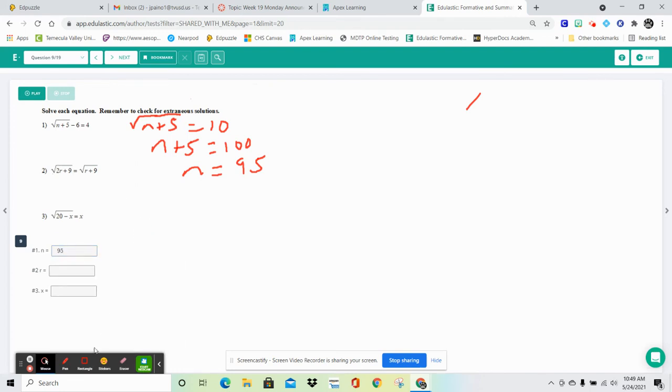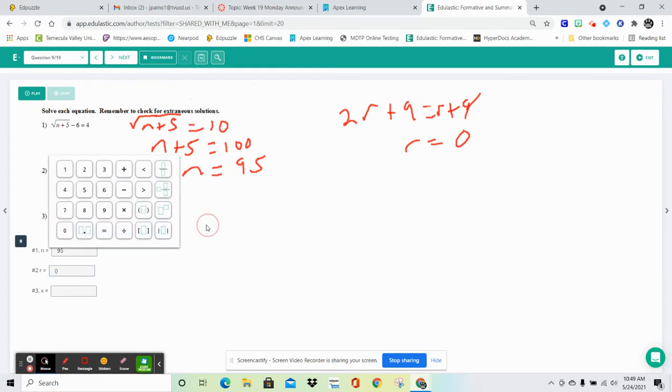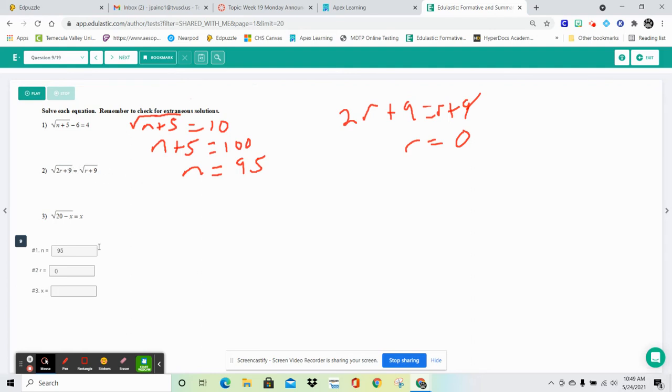All right, here for number 2, all you're going to do is square both sides. Okay, and so when you square both sides, the radicals go away. So you get 2r plus 9 equals r plus 9. And then subtract r from both sides, subtract 9 from both sides, and you end up getting r equals 0. And that works when you plug it back in to check. You get 0 plus 9, 0 plus 9.